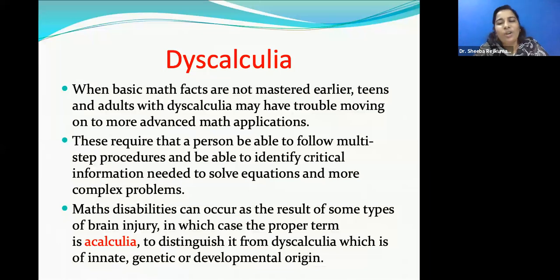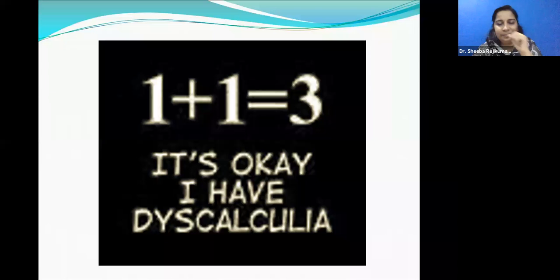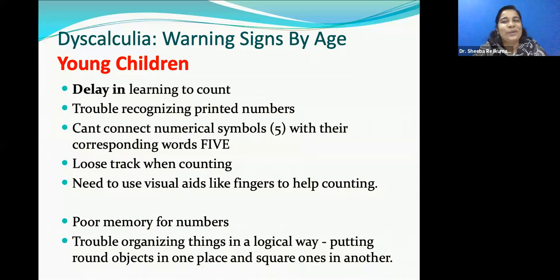So math disabilities can occur as a result of some brain injury too, in which case the proper term is not dyscalculia, it is acalculia, to distinguish it from dyscalculia, which is of innate genetic or developmental origin. So this is 1 + 1 is 3. It's okay if I have dyscalculia. Before when we learn what is dyscalculia, it is okay for them.